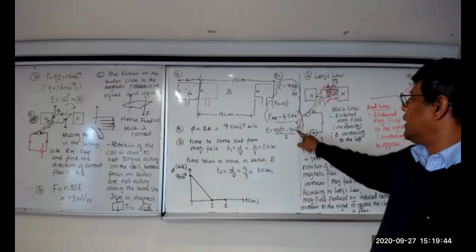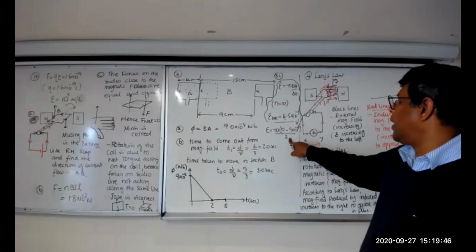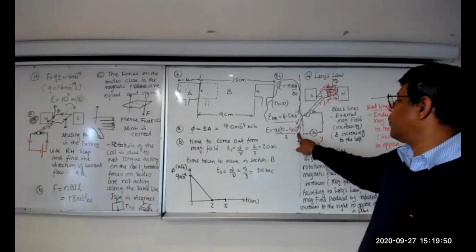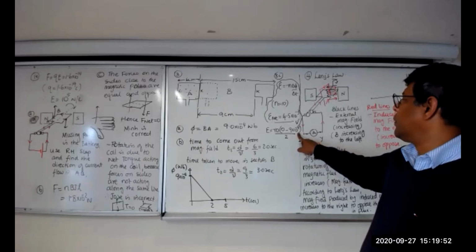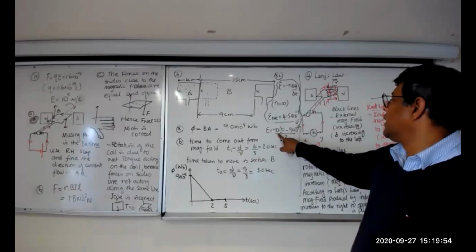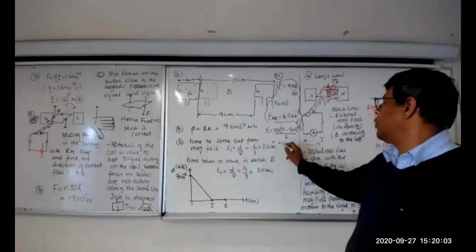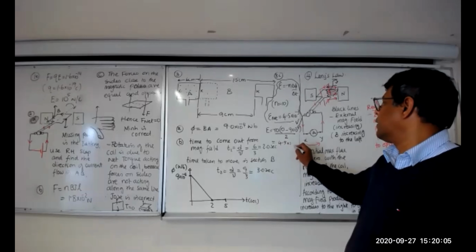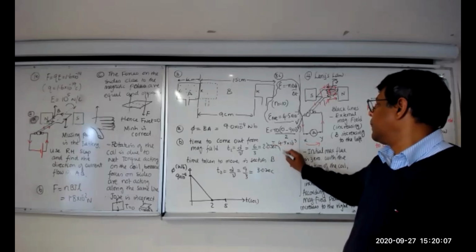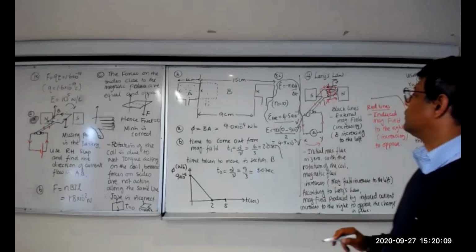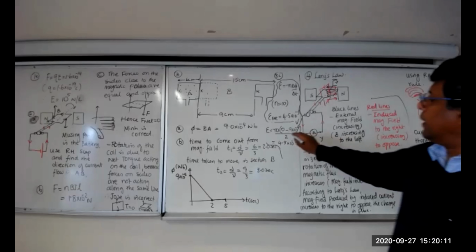So you can see 9 divided by 2 is 4.5. 4.5 times 10 to the power negative 4. And then you times by 10, it will give you 4.5 times 10 to the negative 3. So that will give you 4.5 times 10 to the negative 3 volts. Number of turns 10.